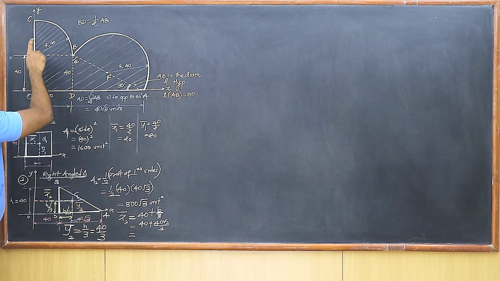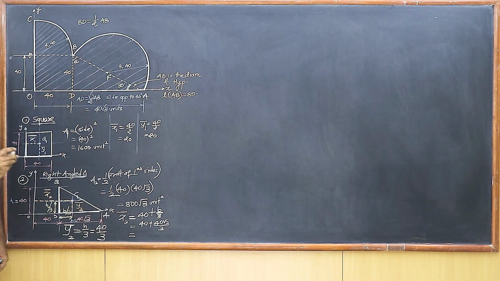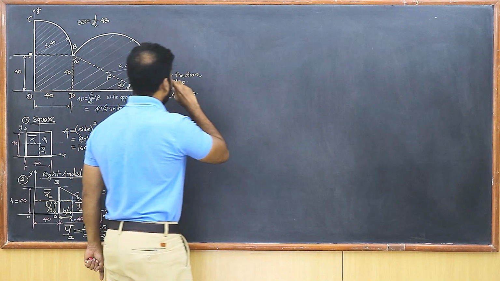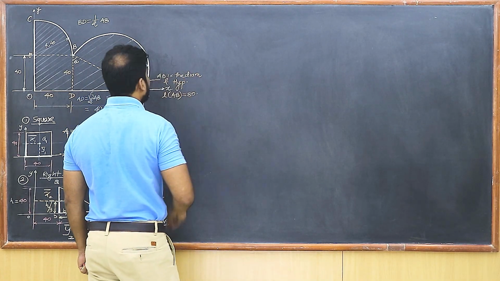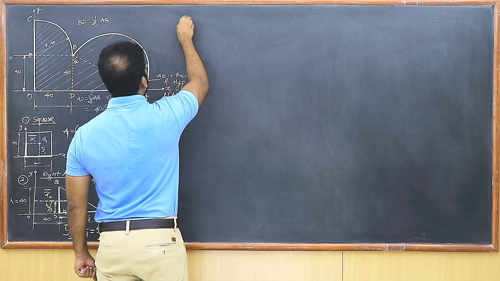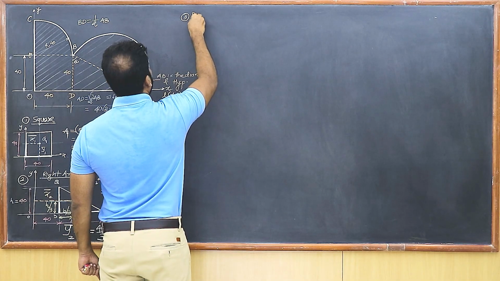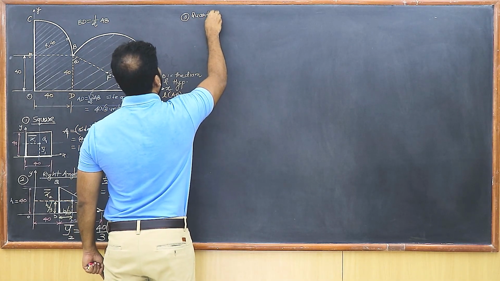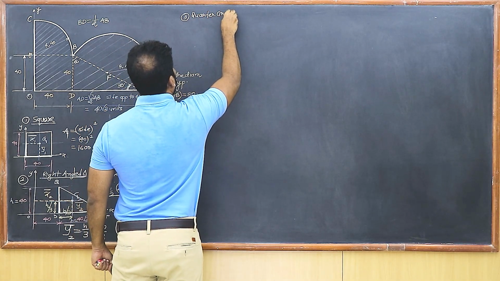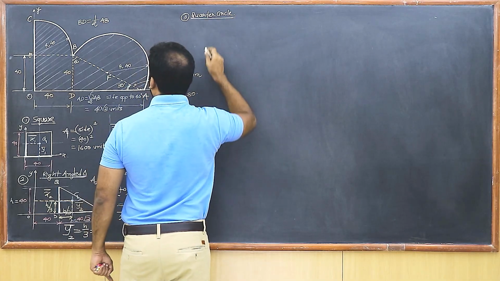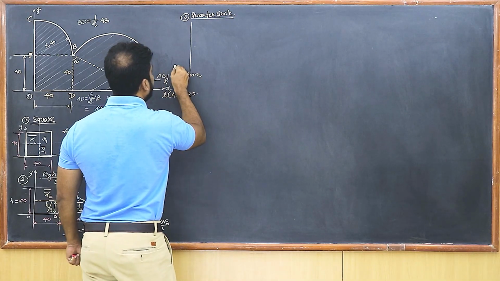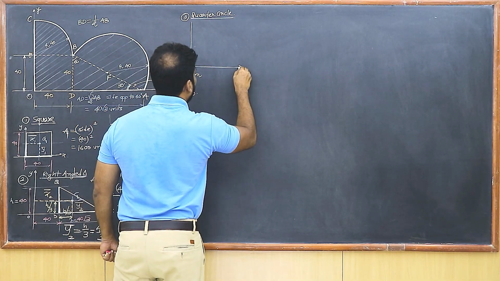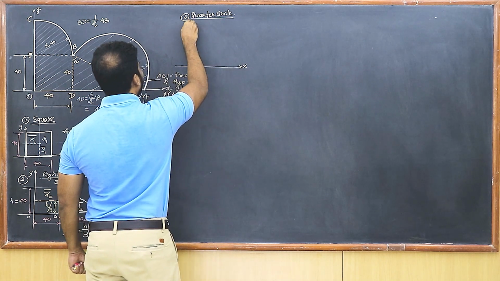Now let us move on to the third standard shape, which is a quarter circle. So I have the third standard shape, which is a quarter circle. So let's begin with the quarter circle now, students. Now this particular quarter circle is placed at what distances from the x and the y axis? You need to understand this very carefully.